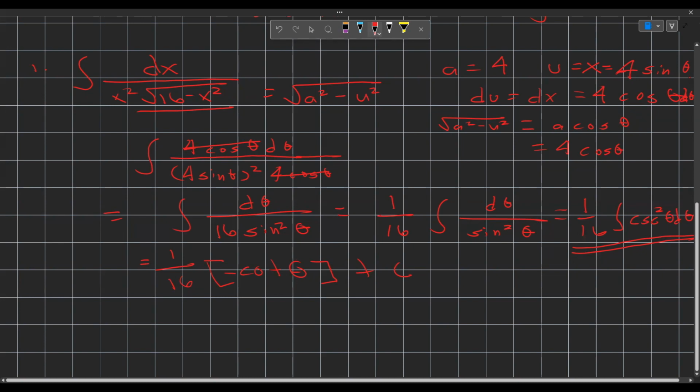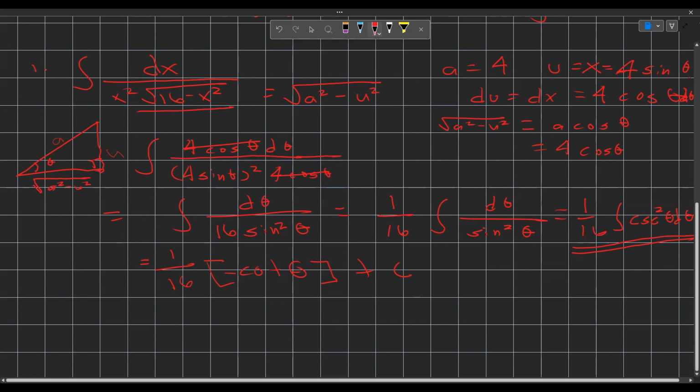Now we have to draw a right triangle to find out the value for cotangent theta. Remember that when the form is square root of a squared minus u squared, it means that it is on the bottom side of the angle, or it is the adjacent side, which is beside the theta, which means this is our u. This is our u, and our hypotenuse is equal to a.